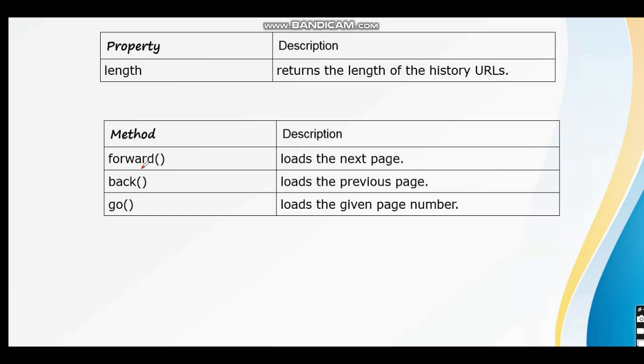Then the methods: forward, back and go. Forward loads the next page. Back loads the previous page. Go loads the given page number.